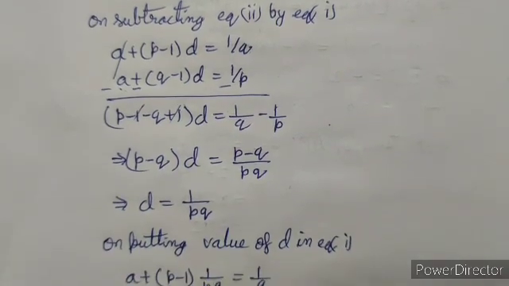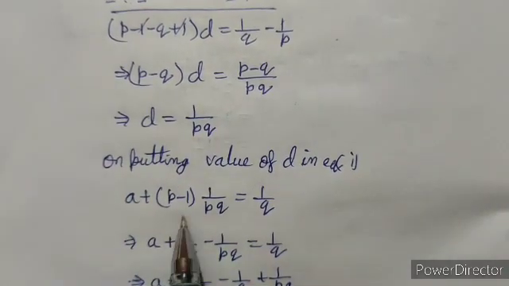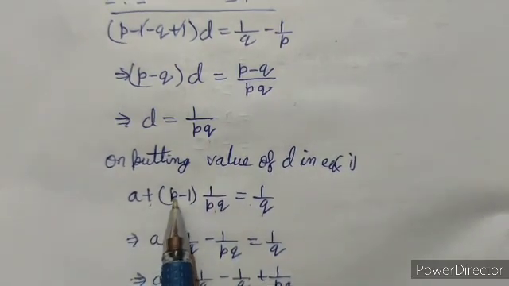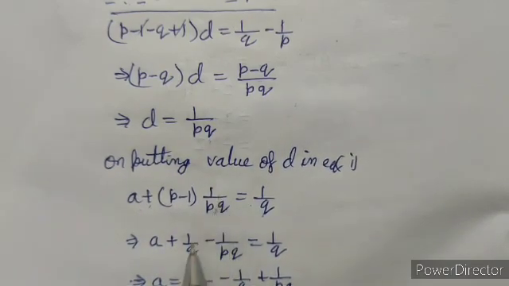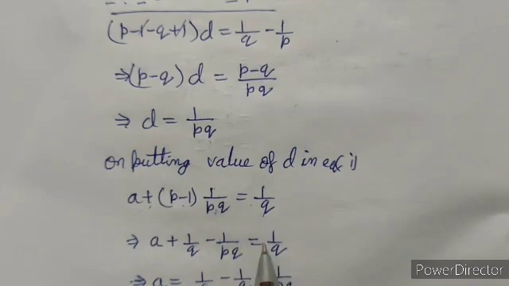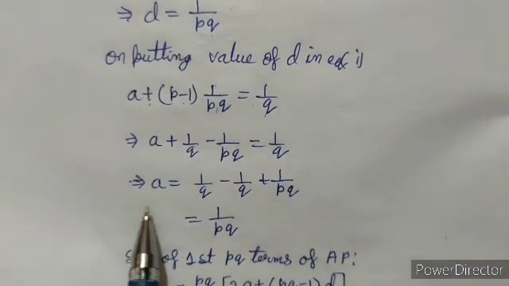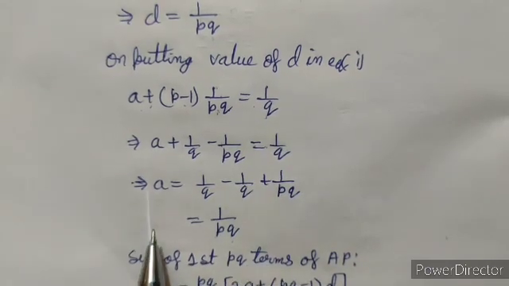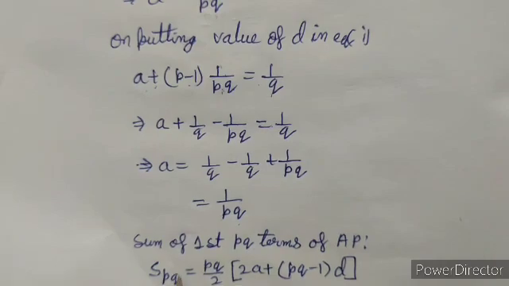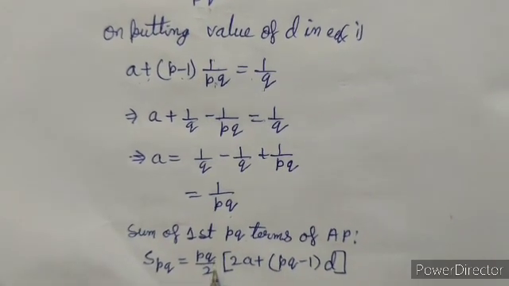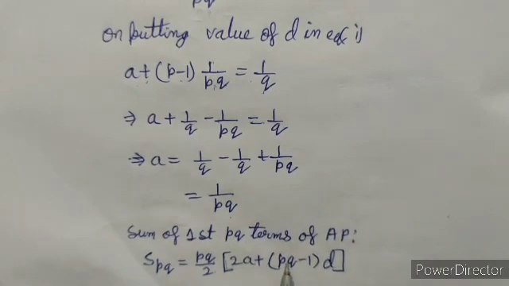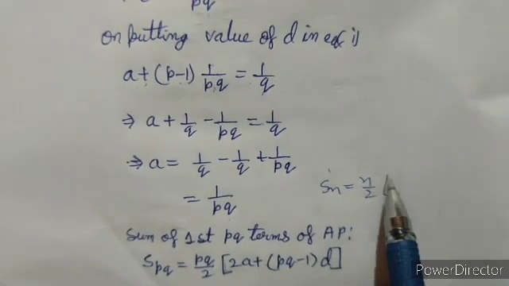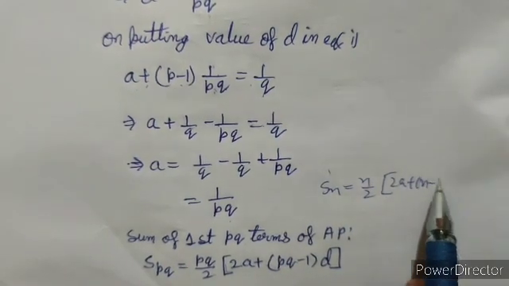Now on putting the value of d in the first equation, a plus (p minus 1) into 1 upon pq will be 1 upon q. That means a plus p into 1 upon pq, minus 1 upon pq, will be equal to 1 upon q, and that will give us the value of a as 1 upon pq. That means the sum of the first pq terms of the AP will be given by Spq, and that will be equal to pq upon 2 into (2a plus (pq minus 1) d) by the formula of Sn, that is n upon 2 into (2a plus (n minus 1) d).